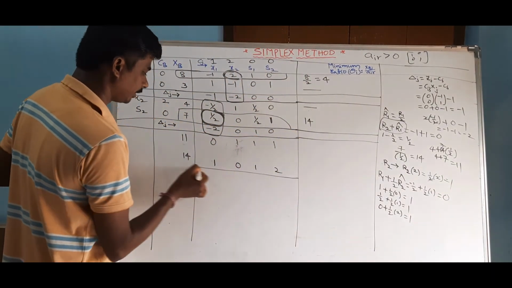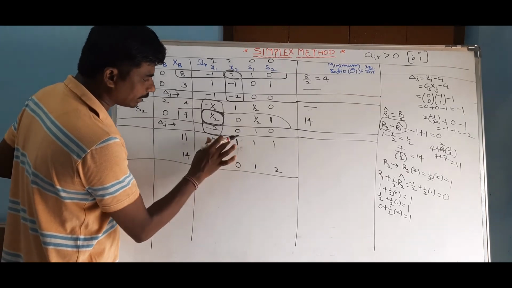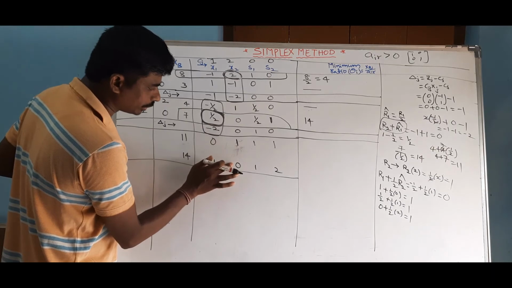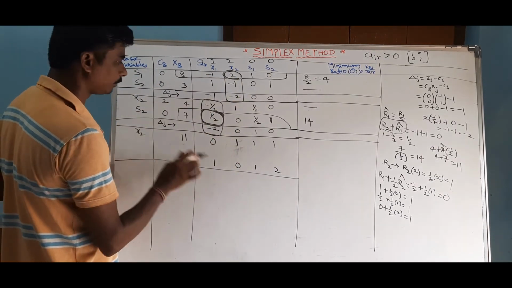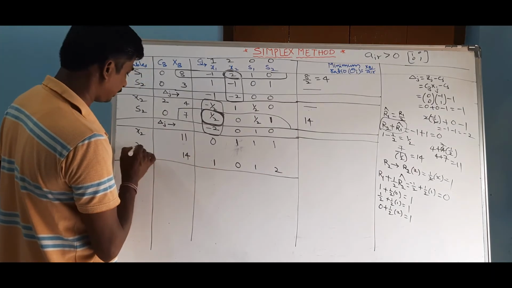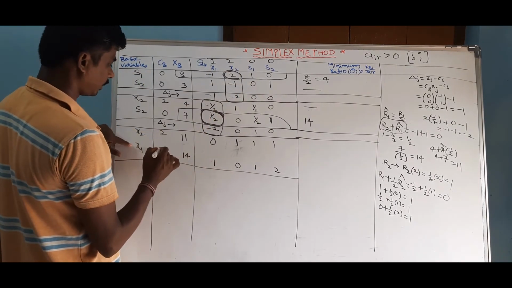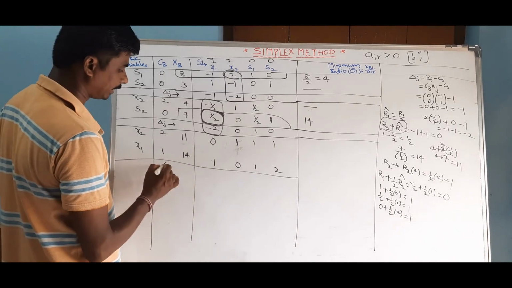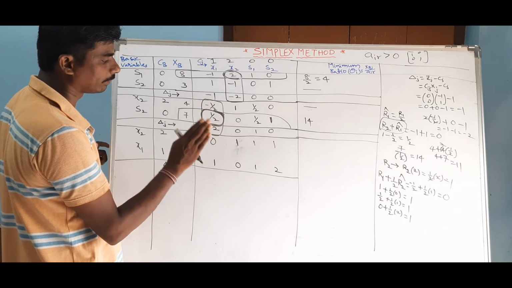Now see next, 1 0, 0 1. We see here the basic matrix, 1 0, 0 1. What is that? x2 is 0 1 and x1 is 1 0. But what is the cost here? 2 and 1. Okay, delta j. Now see here, 3 iterations are completed.